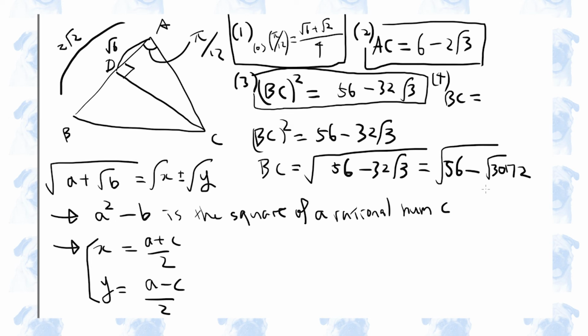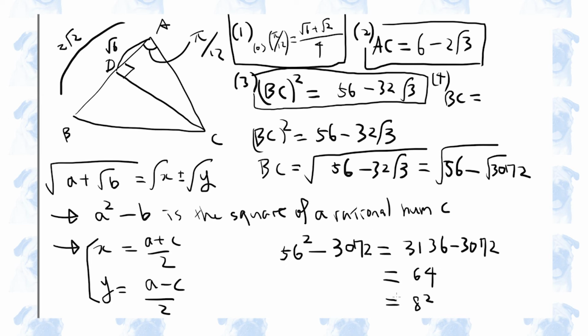32 root 3 is root 3072. So let's see if 56 squared minus 3072 is the square of a rational number. The answer to the question has turned out to be yes, this is equal to 8 squared. So the number c in this question is 8.